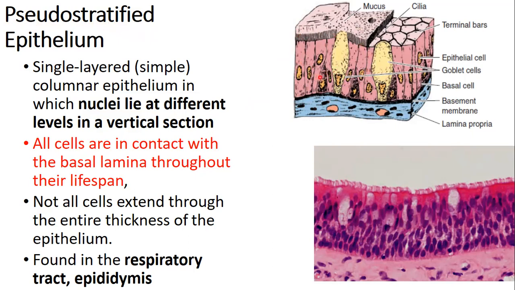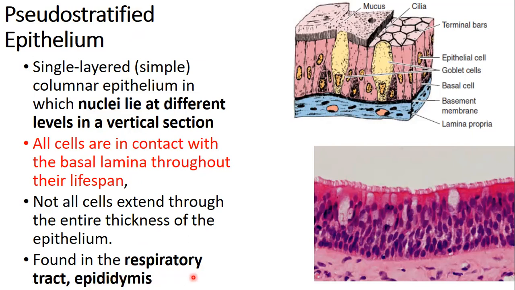But at the end of the day, these cells are tall cells, so we still call it columnar. So the accurate name is pseudo-stratified columnar epithelium. Where do we find such epithelial tissue? It is found in the tubes of the respiratory tract, that is the trachea, the bronchus, the bronchioles, the alveolar ducts, and also in a small organ found attached to the testis known as the epididymis.